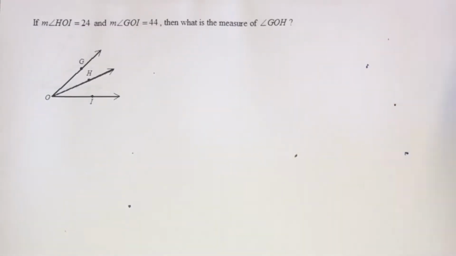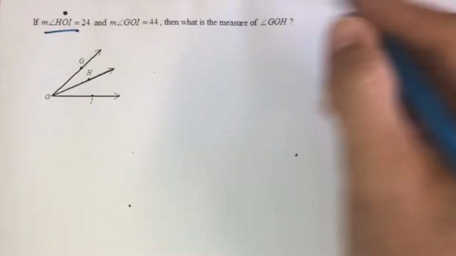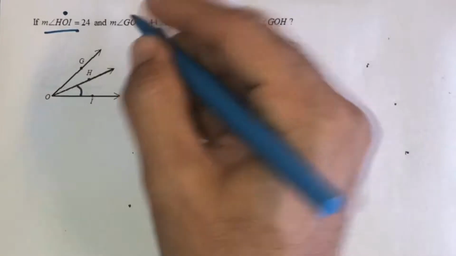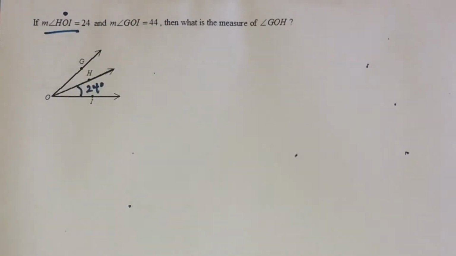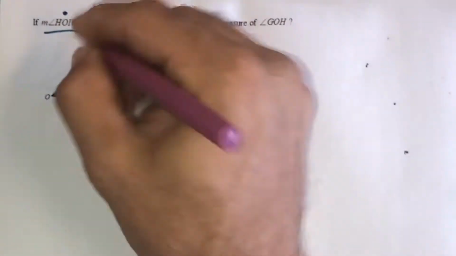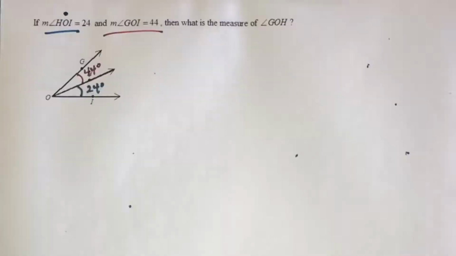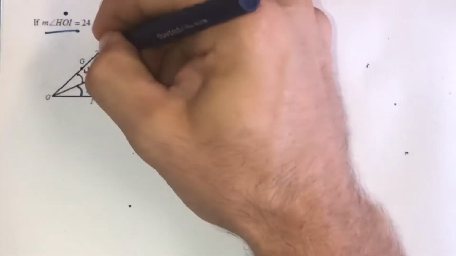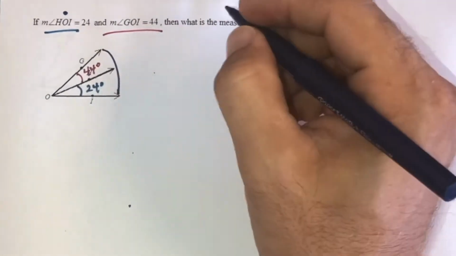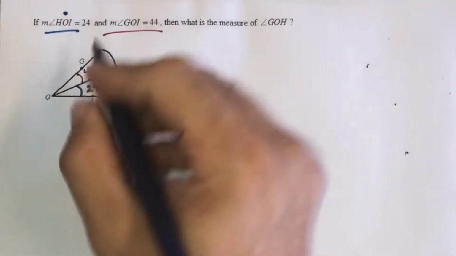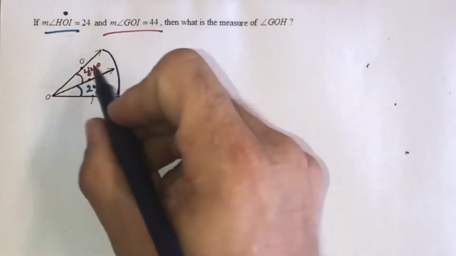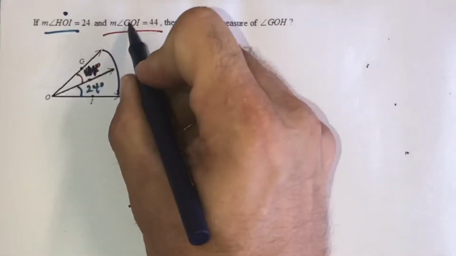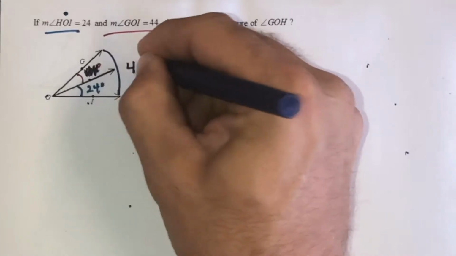So let's look at a couple examples, okay? This is not so much a bisect problem as it is just simply an angle addition problem. The focus here is using the vertex O. So let's do this in blue and we'll call this HOI 24 degrees. And then you have GOI, 44 degrees. I'm sorry, actually this is GOH. So this isn't 44 degrees. Follow my points, GOI is 44 degrees.